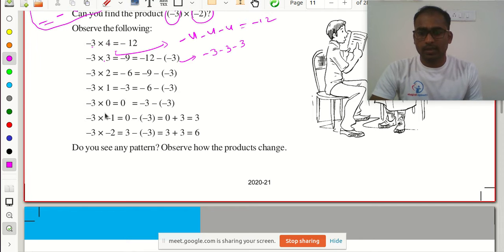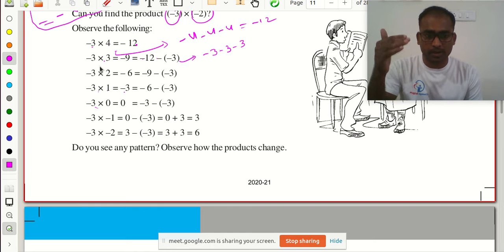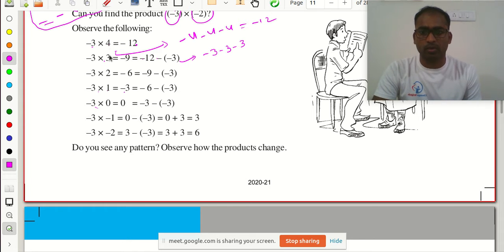Yes. Then see here, minus 3 into 1 is minus 3. So you need to observe here, minus 3 into 4 is minus 12. Minus 3 multiplied with 3, then what happens? We will get minus 9. How are we getting the minus 9? In another way also we can write this: minus 12 minus of this minus 3. I am reducing one 3, or I am subtracting one 3 from minus 3 into 4. That is what it is.